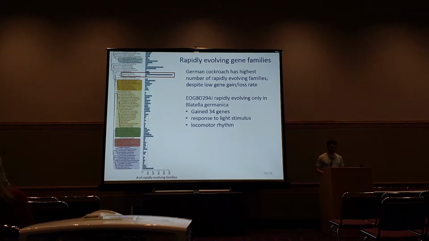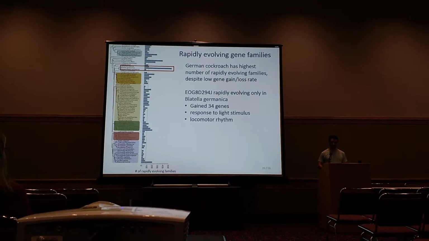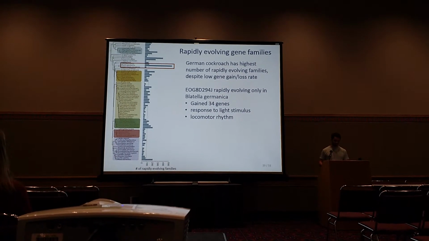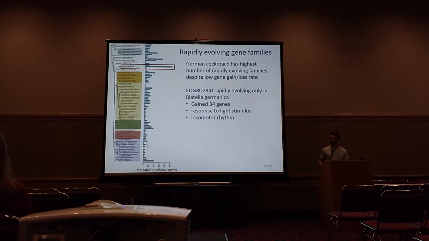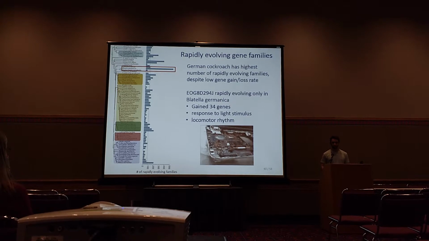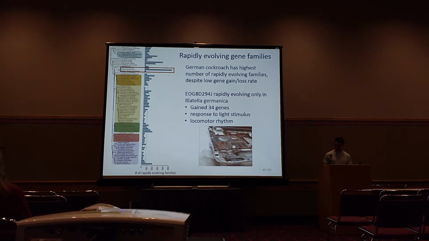And I've been looking at a node of the German cockroach, Blattella germanica, because it has such a high number of rapidly evolving families. And I found one pretty interesting family that seems to be involved with response to light stimulus. And I think if anyone who has a lab in an older building is familiar with how cockroaches sort of scatter when you turn the lights on. So I thought that was pretty amazing.